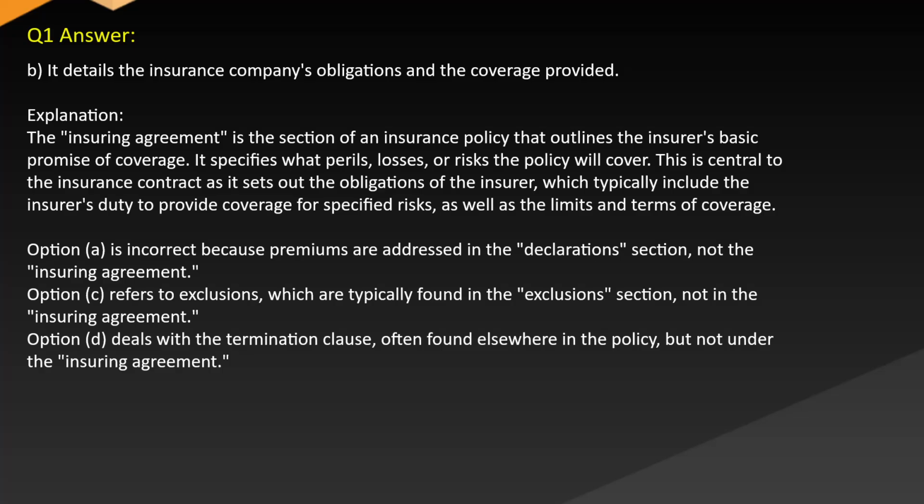Option A is incorrect because premiums are addressed in the declarations section, not the insuring agreement. Option C refers to exclusions, which are typically found in the exclusions section, not in the insuring agreement. And option D deals with the termination clause, often found elsewhere in the policy but not under the insuring agreement.